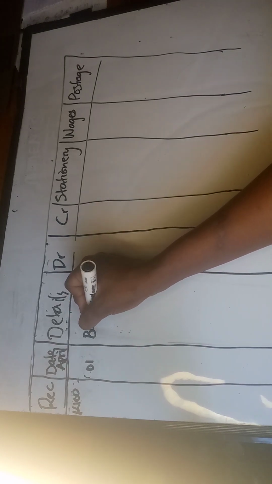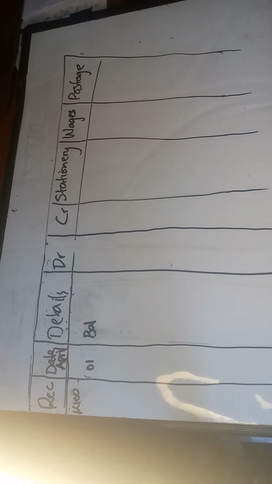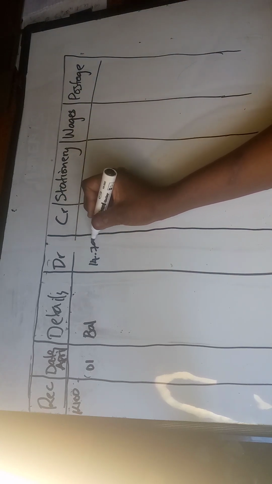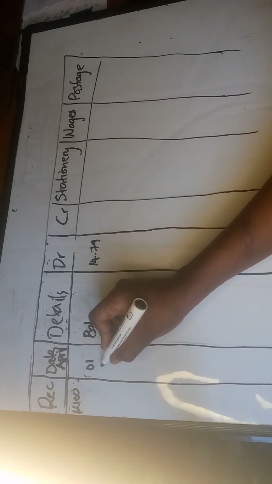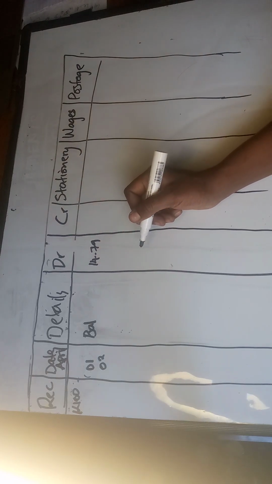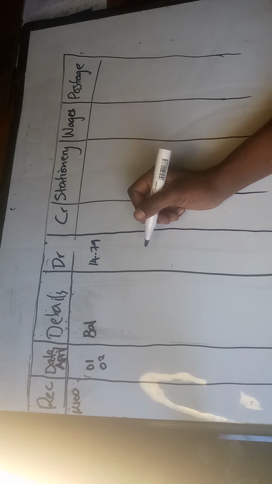Okay, the balance, 14 kwacha 78 ngwe. So you're going to put it in here, 0.78, because she's having this money with her. On the 2nd of April, so we'll put 02, petty cash received to restore the imprest. Okay, that is on the 2nd of April. Petty cash received to restore the imprest.